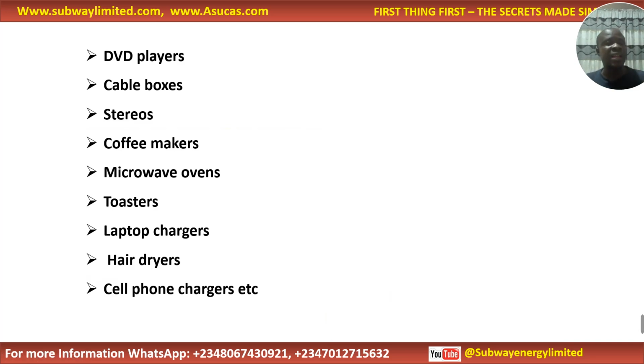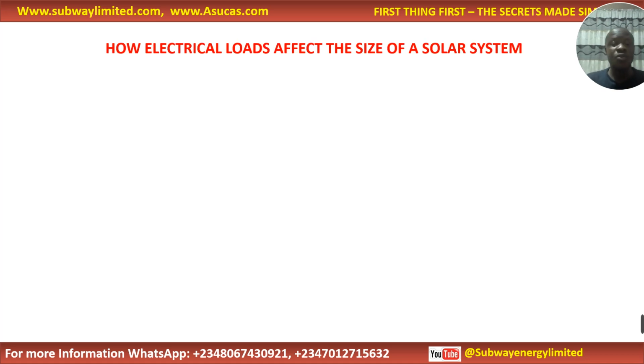DVD players, cable boxes, stereos, coffee makers, microwave, toaster, laptop chargers. Were you aware that all these things consume power even when you shut them down? They are called phantom loads. So how do electrical loads affect the size of your solar system?